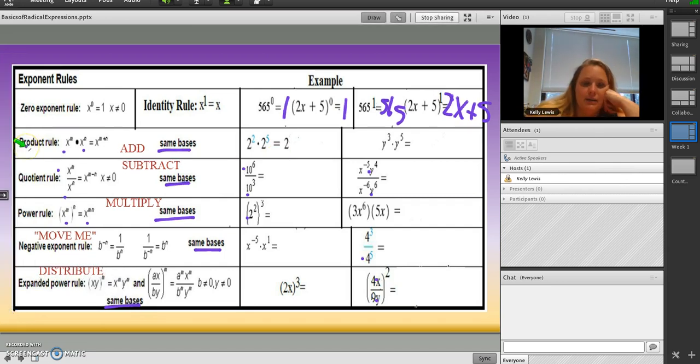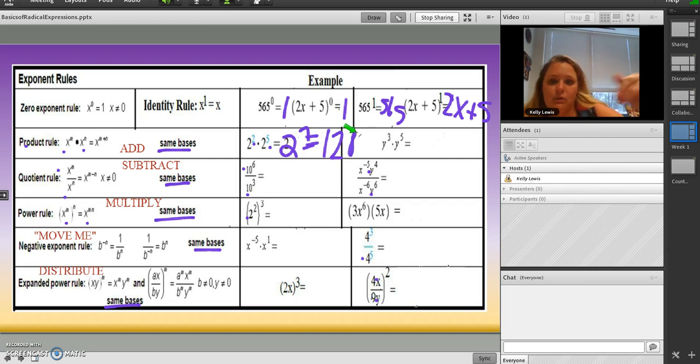Okay, so product rule says add. So 2 plus 5 is 7, so it's going to be 2 to the 7th, whatever that is. 2 to the 7th, 128. All right, y to the 3rd times y to the 5th, 3 plus 5 is 8, so it'll be y to the 8, because we're going to add the exponents. Quotient rule says subtract, so we're going to subtract the exponents. 6 minus 3 is 3. 10 to the third is 1,000. I'm going to come back to that problem.